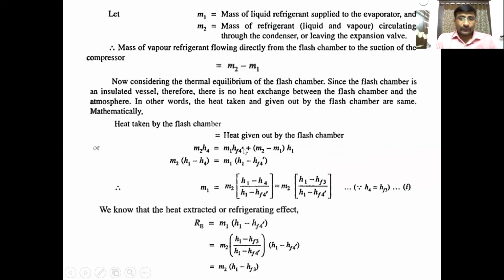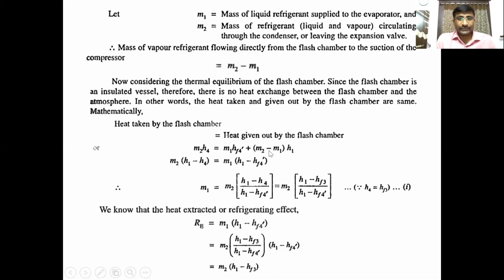So M1 into HF4 dash is the heat of the liquid refrigerant entering the evaporator, leaving the flash chamber at 4 dash, plus M2 minus M1 into H1. H1 is the condition of the refrigerant after the flash chamber, which is directly sent to the compressor. Therefore, heat entering the flash chamber is equal to heat given out from the flash chamber. By equating these two, M2 into H1 minus M2 into H4 is taken on the right hand side.